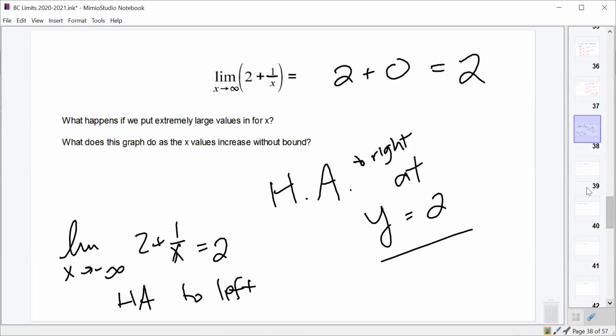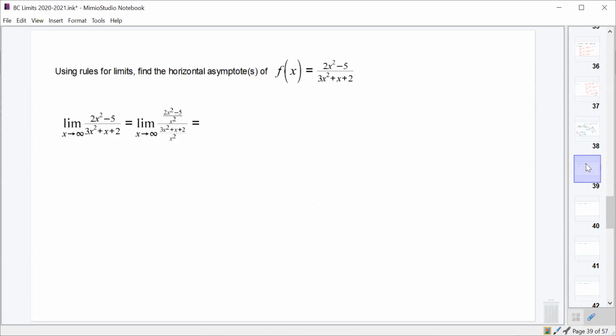Cool. So real quick, we're going to go through the 3 different rules for horizontal asymptotes and prove them using the traditional method that we would use to find the limits as we approach infinity of rational functions, which is taking the highest degree and dividing every term by that highest degree. So why don't you guys start this one out?